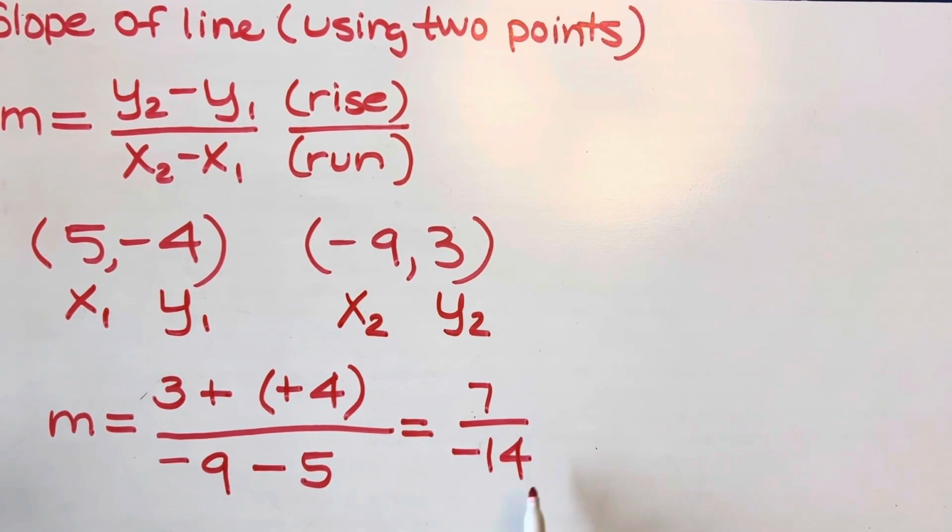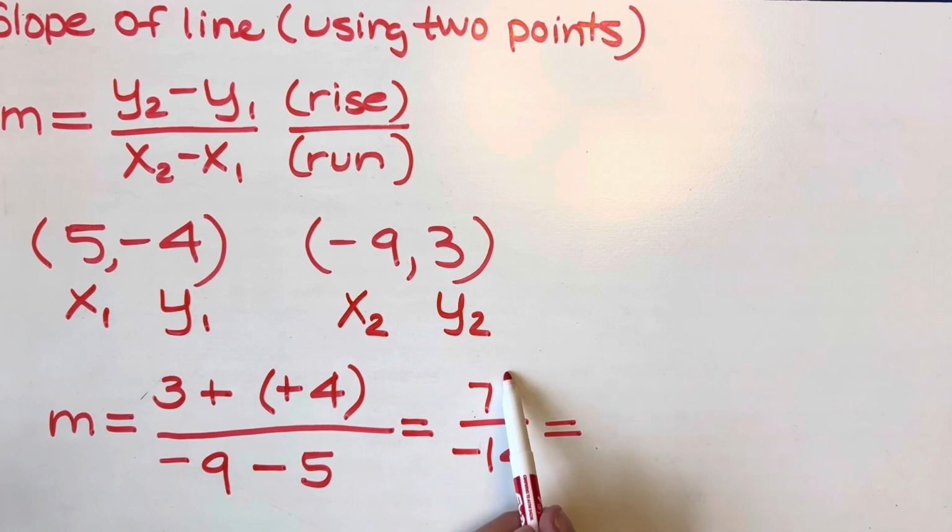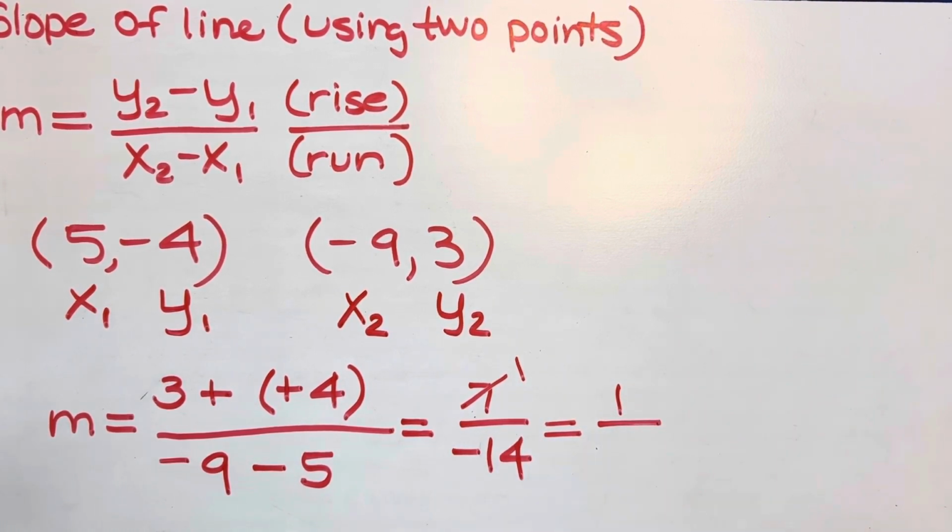So I'm going to look and make sure that it's in lowest terms, and if not, I'm going to simplify. So I can reduce the numerator and the denominator in this problem by 7. When I reduce by a factor of 7 in the numerator, I have 1. And in the denominator, when I reduce by a factor of 7, I still have a 2, which is negative.